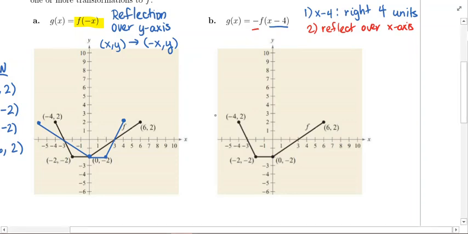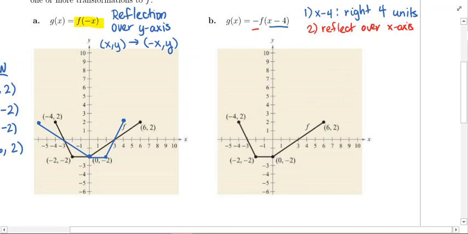It's up to you if you want to do both transformations at once, or if you just want to make a graph by applying the first transformation, and then once you have that graph, apply the second transformation to it. That's up to you. This is what I'm going to do. I'm going to keep this in blue. I'm going to move each point right 4 units.